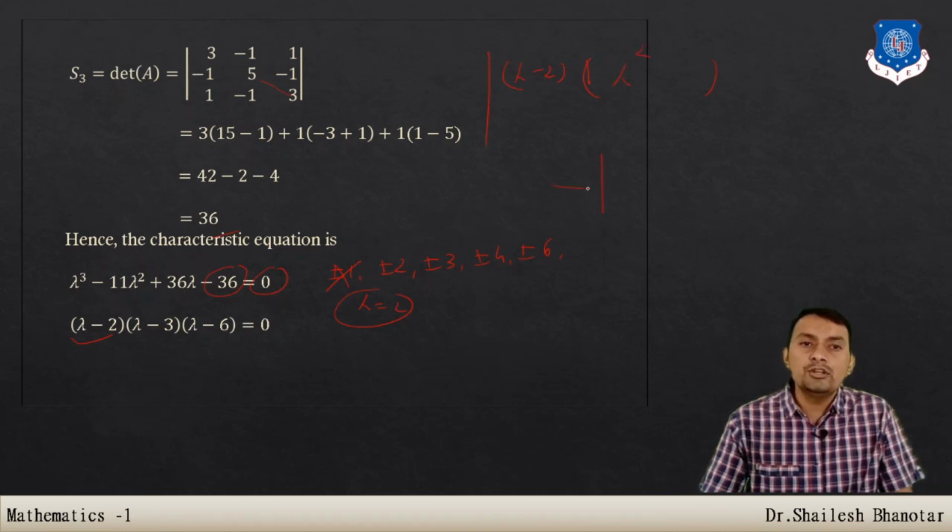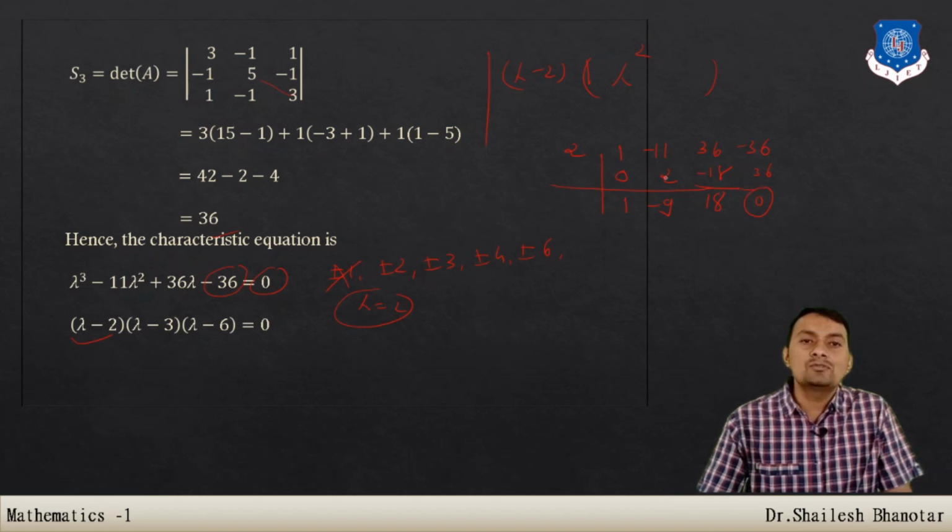For that I'm going to take the coefficients of lambda cube, lambda square, lambda and the constant, that is 1, minus 11, 36 and minus 36. We have verified that lambda is equal to 2 is a root, so I put lambda equal to 2. Bring down 1, plus 0, that is 1. Multiply 2 into 1, that is 2. When you simplify, you get minus 9. Then 2 into minus 9 is minus 18, so you get plus 18. 18 plus 18 is 36, and you get 0.